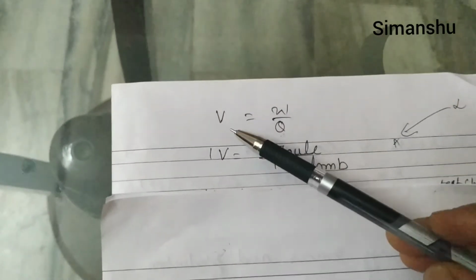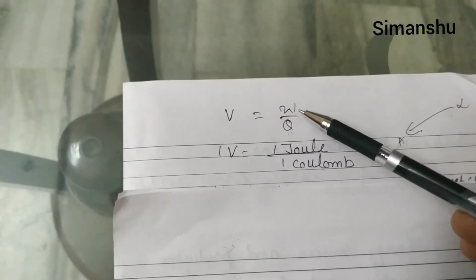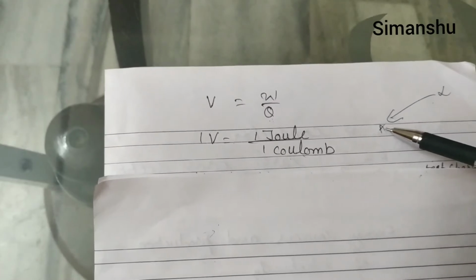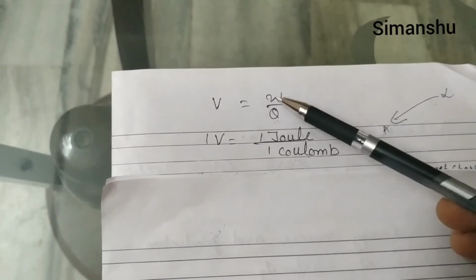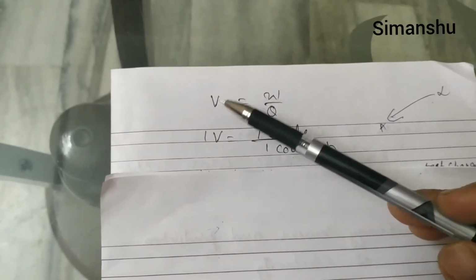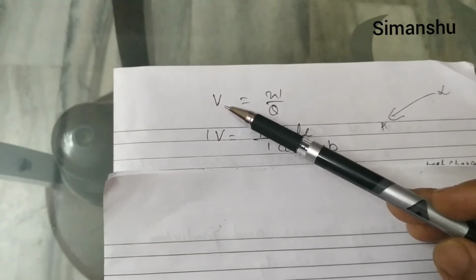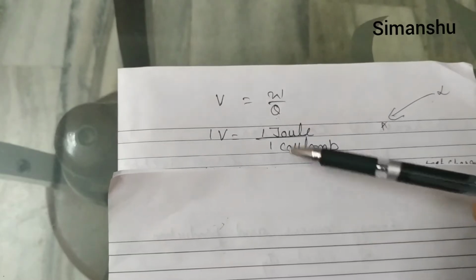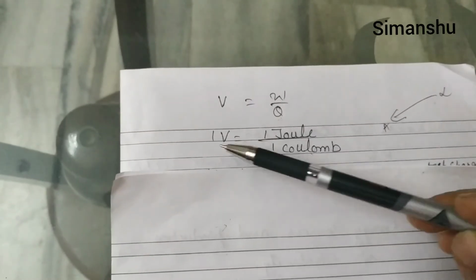As we defined, electrostatic potential is the amount of work done in bringing a test positive charge from infinity to a particular point. So when we are putting these values in the SI system, for electrostatic potential the unit is volt, for work joule, for charge it is coulomb.